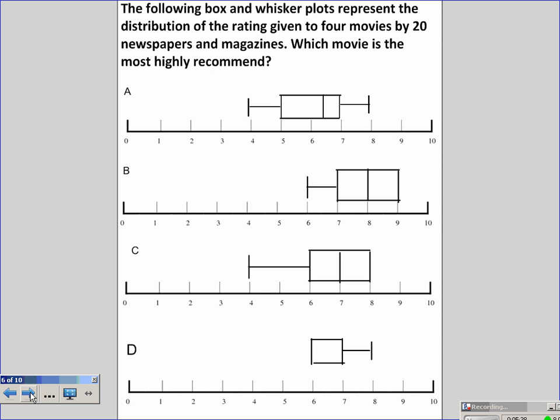First, look at your right whiskers. Which whisker is on a higher number? Movie A is on 8, movie B is on 9, movie C is on 8, movie D is on 8. Therefore, your higher number is 9. Movie B has a higher rating.